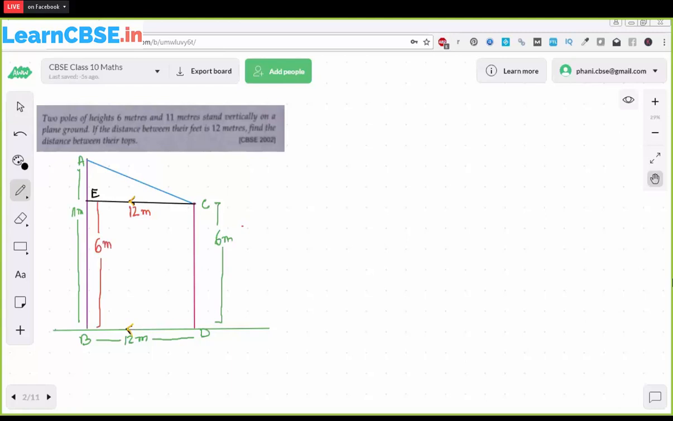So once EB is 6 meter, the AE will become 5 meter. The EB will become 6 meter, the AB will become 5 meter.